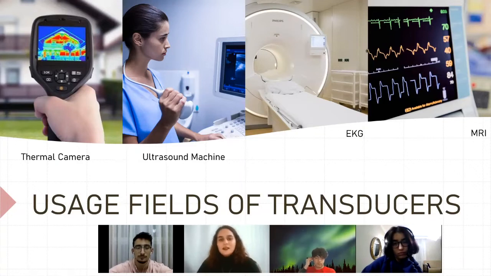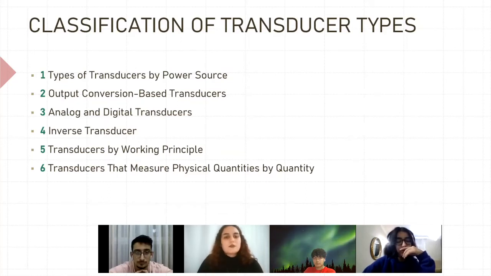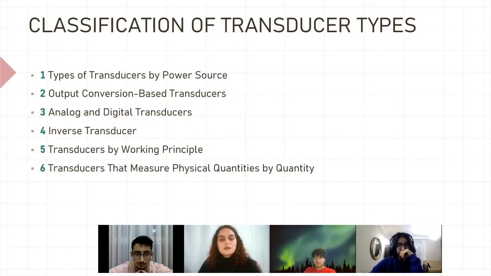There are many types of transducers since most electrical devices or tools contain a transducer. Types of transducers can be classified under six main headings: types of transducers by power source, output conversion-based transducers, analog and digital transducers, inverse transducers, transducers by working principle, and transducers that measure physical quantities by quantity. Now, IBK and Bora will classify transducer types.